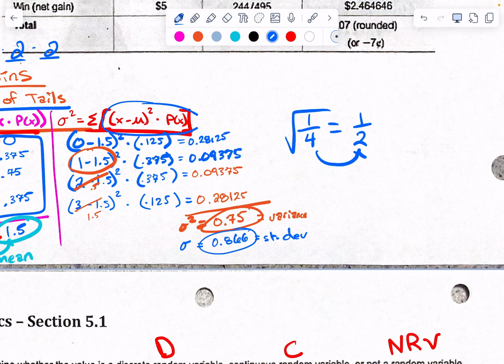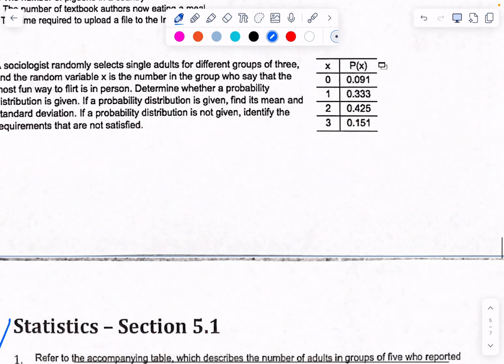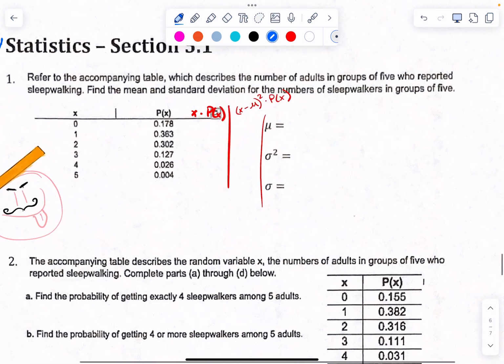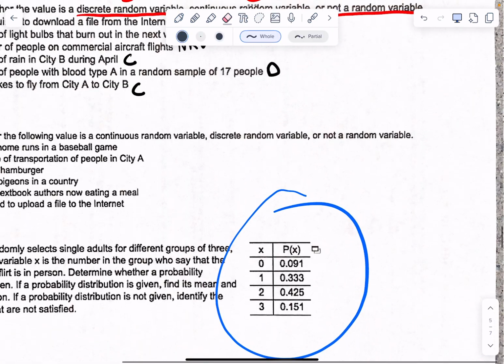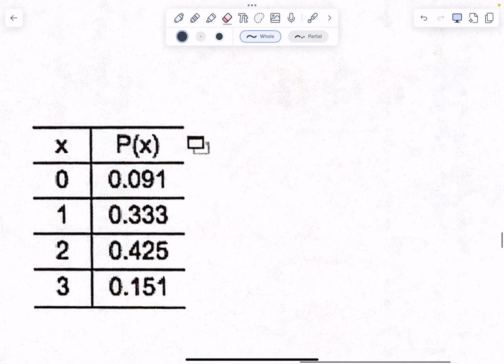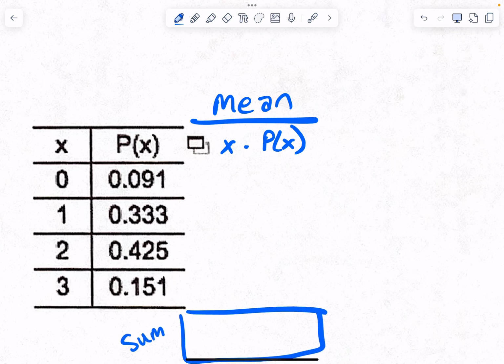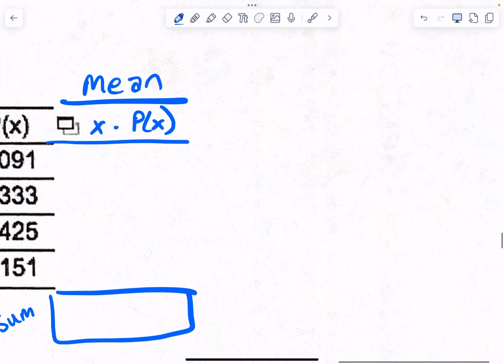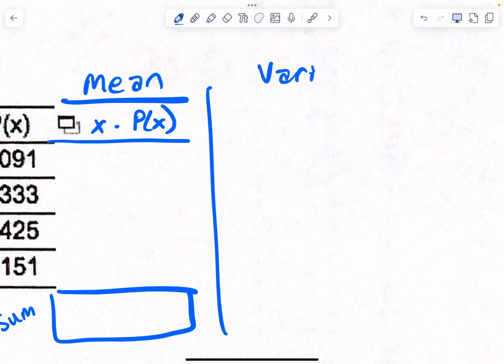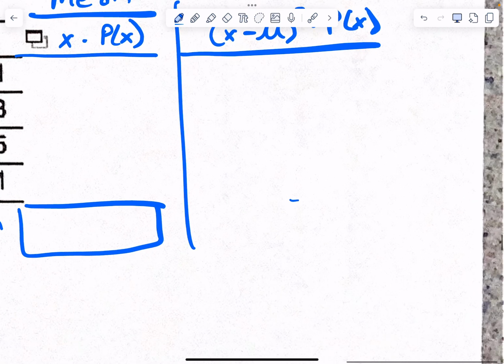That is the strategy. That's what you do on number 3 and number 1. You know what I'm talking about? Number 3 here and number 1 here, right? So you just need to set up your columns. For the mean, it's x times p of x, and I want the sum, right? Got it? So fill that column in. Then for the variance, you're doing (x minus mu) squared times p of x. That's how you do this column. Okay, and then the variance will be the sum.